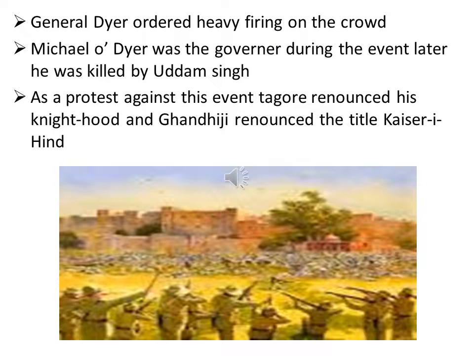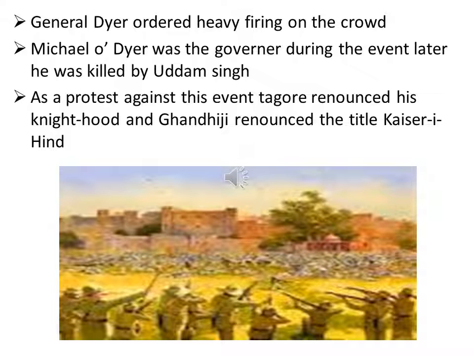Before the meeting could start, General Dyer ordered indiscriminate heavy firing on the crowd, and the people had no way out to escape. As a result, hundreds of women and children were killed and more than 1,200 people wounded. According to official sources, 379 were killed and thousands wounded.